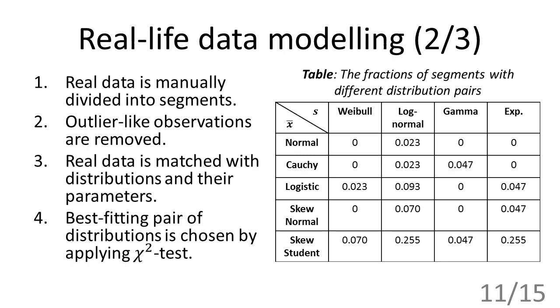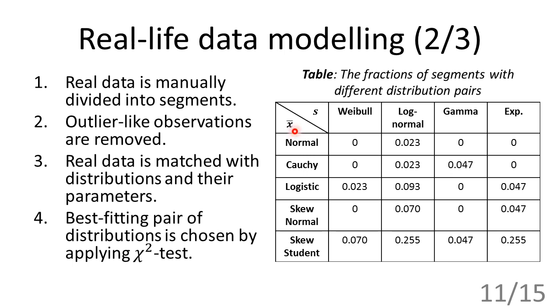After we have determined what we actually expect to get, we proceed to a detailed analysis of real data. First of all, based on the visual assessment, we manually divide real data into segments, at the same moment removing outlier-like looking observations. As soon as the data is divided into segments, we make an attempt to match the distributions and their parameters with the segments, so that they can describe the real data in the best way.